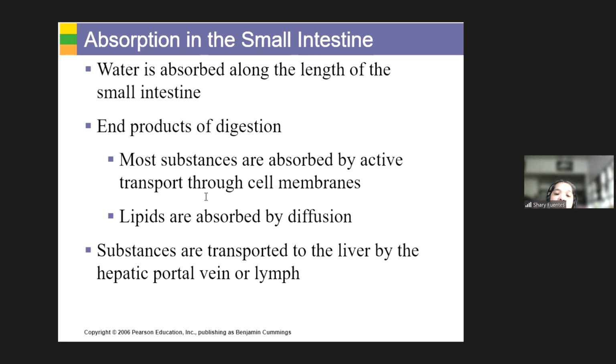About sa lipid, it is absorbed by diffusion. Substances are transported to the liver by the hepatic portal vein or by the lymph. I think we have already discussed this last time sa circulatory, sa hepatic circulation natin. So that's how absorption would take place. Dahan-dahan as they pass through, they are slowly absorbed.